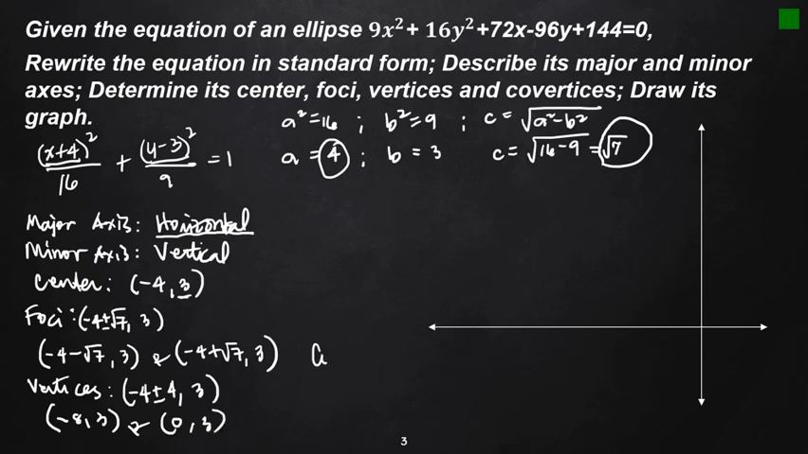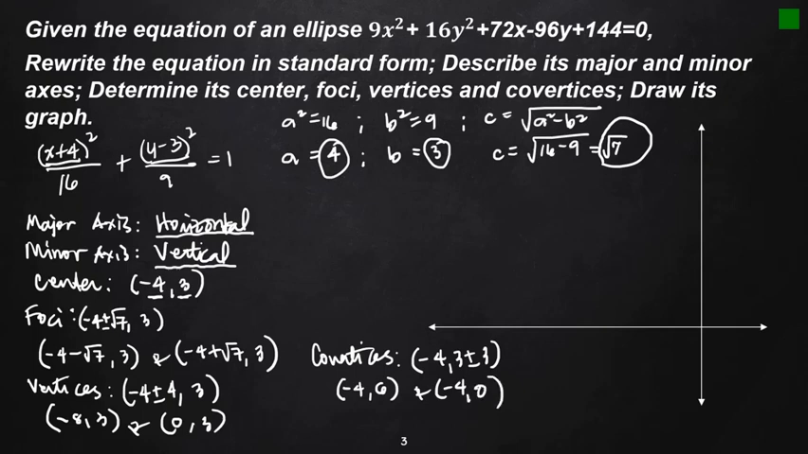Let's proceed with our covertices. Our covertices would be vertical here, and so because it's vertical, it's the x-coordinate of the covertices that would be similar to the x-coordinate of the center. So it's going to be -4, and the y-coordinate would be 3 plus minus the b value, which is 3, which tells us that the covertices are at -4, 6, and at -4, 0.